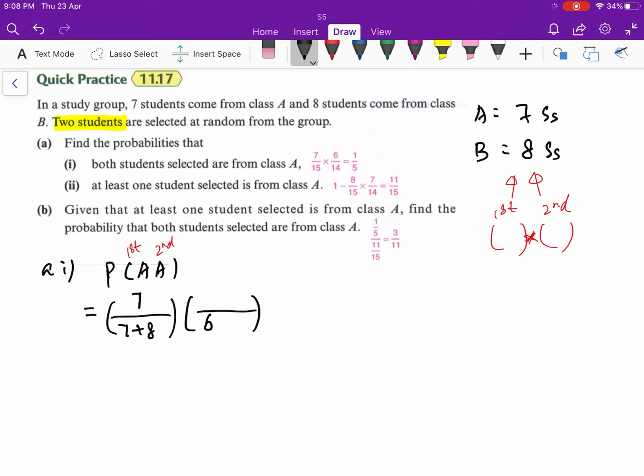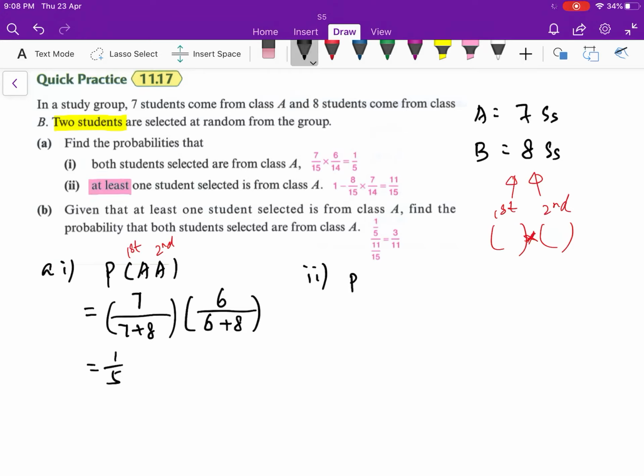After you pick one of the students, of course the total number of students in class A reduces from 7 to 6. Okay. So the total number of students is reduced and the class A students also reduce. So that will be your probability. Okay, it will be 1 out of 5, A1. Got it?